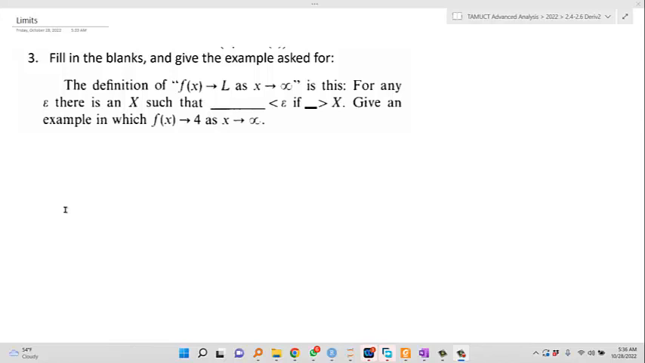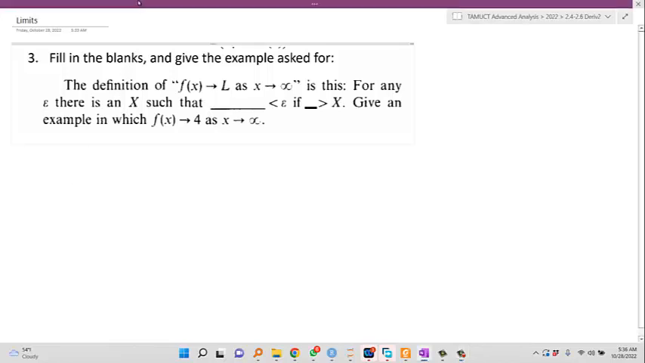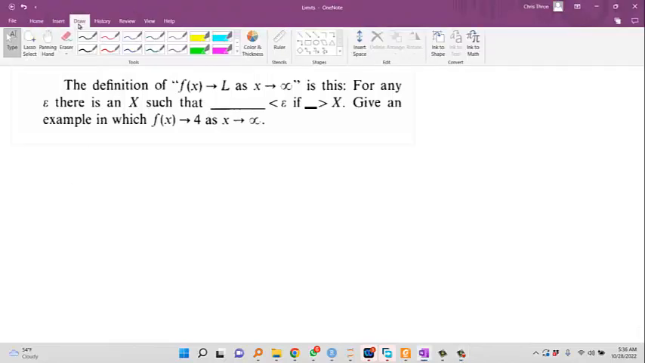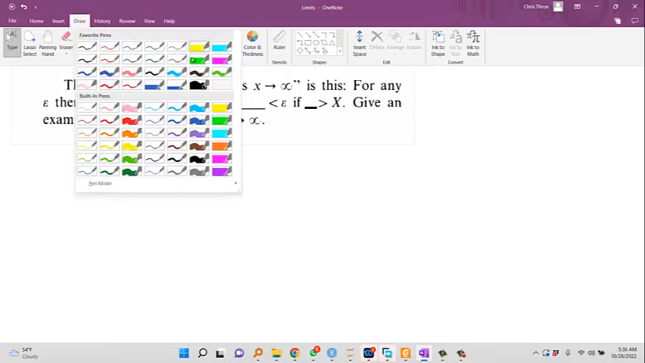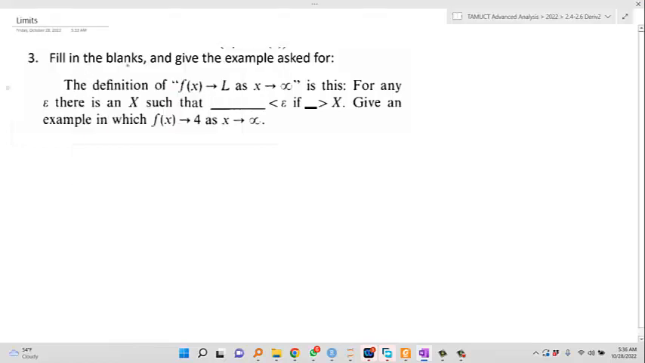Okay, so I'd like to talk about these problems that involve limits because it seems there's some misunderstanding. All right, so what does this problem say? Let's see, it says fill in the blanks and give the example asked for. The definition of f of x goes to L as x goes to infinity is this. For any epsilon, there is an x, big X, such that blank less than epsilon if blank is bigger than x. So we've got two blanks to fill in.